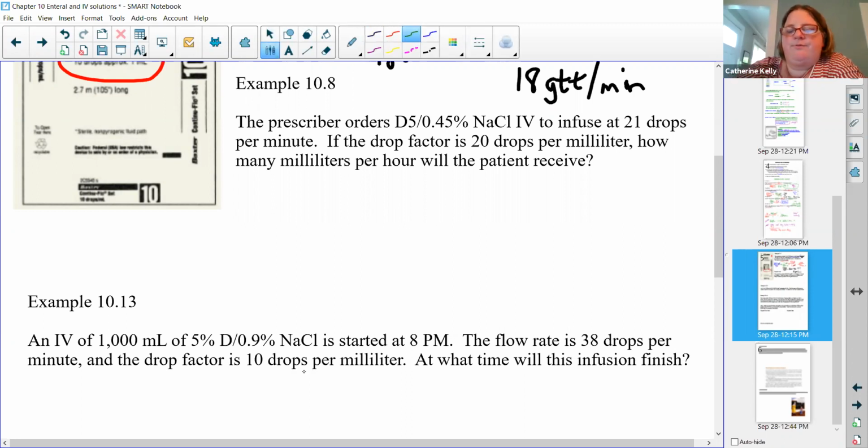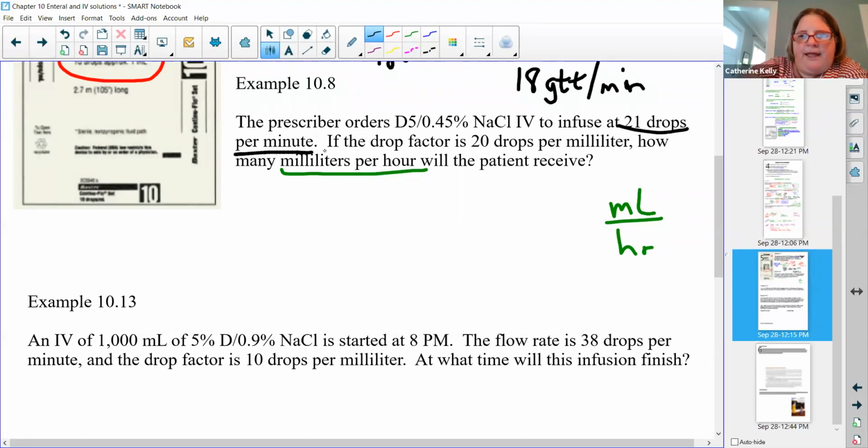So I'm going to look at this. You can pause it at any time, remember, and come back when you need to. It says how many milliliters per hour will this patient receive? So I'm going to put milliliters per hour here. And then I'm going to start with something with milliliters or start with hours in the bottom. If I look back up here, I have 21 drops per minute. They have to go together because of this per. And then I look here, it says the drop factor is 20 drops per milliliter. So when I look, I'm going to start with the milliliter because the milliliter is on top. So I'm going to say 1 milliliter is with 20 drops.